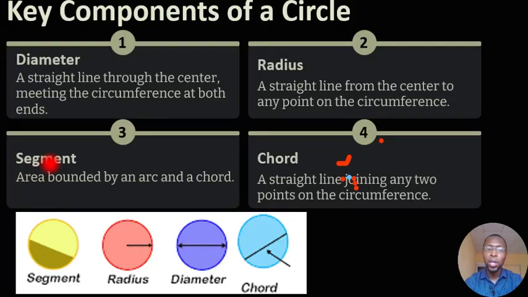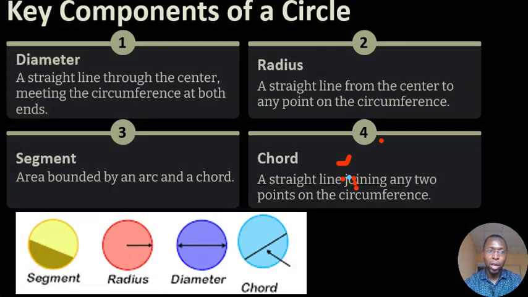Another component of a circle is the segment. The segment is an area bounded by an arc and a chord. Okay, this is a segment here. So you can see it is bounded by an arc. This arc is the curve here. The curve here is what we refer to as the arc, around this part here. That's the arc. So it's bounded by an arc and a chord.